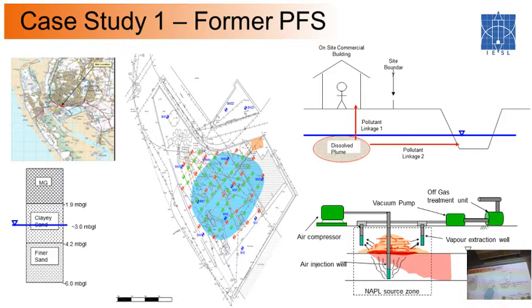So when we do the extraction and separation, basically with this technology we inject air, and when the air comes through, the NAPL passes into the gas phase. Then we are extracting the content of vapor, not the NAPL itself, usually using activated carbon. Yes, it's using activated carbon before we discharge.